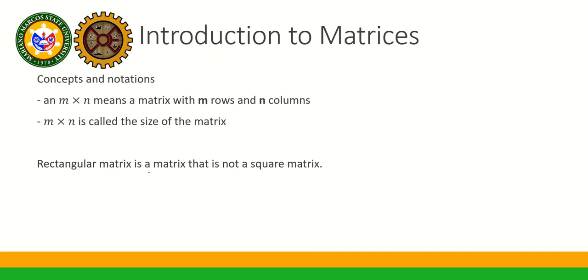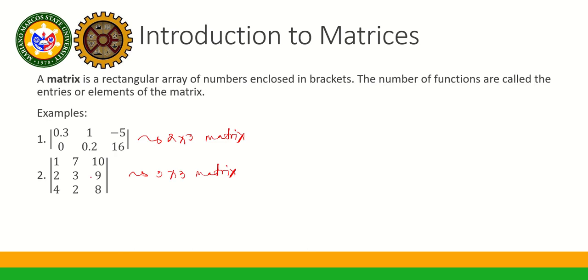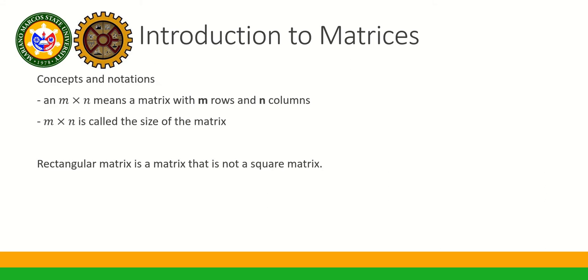So rectangular matrix is a matrix that is not a square matrix. So ibig sabihin, okay, this number 1 is an example of a rectangular matrix and number 2 is an example of a square matrix. Ibig sabihin, the definition of a square na they have 4 equal sides, ganyan. So dito naman, equal yung number of columns, equal yung number of elements sa rows natin. Okay, so that is square matrix and rectangular matrix.